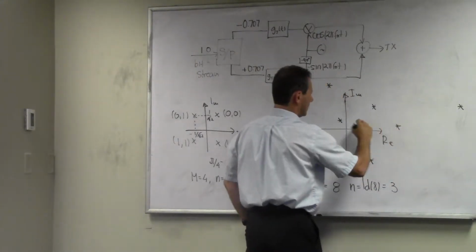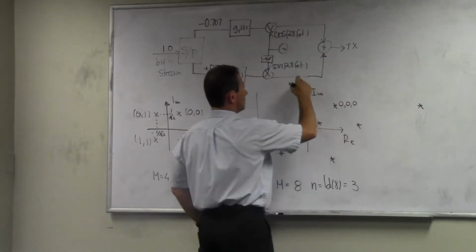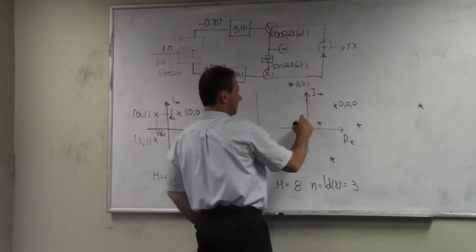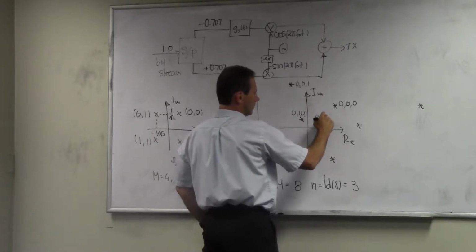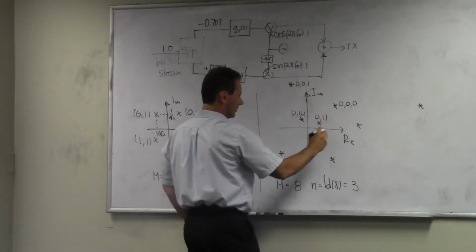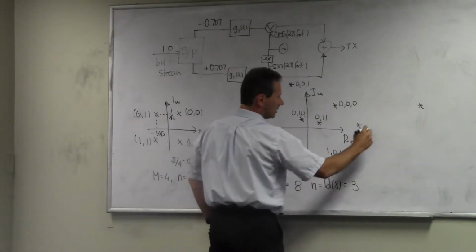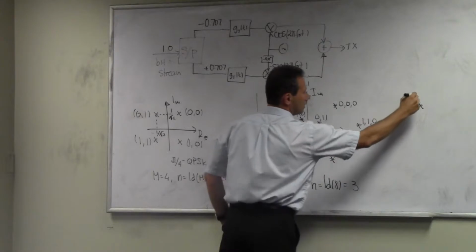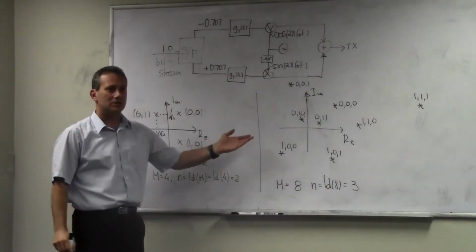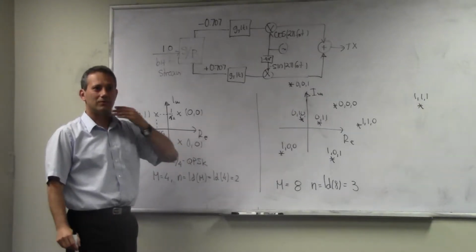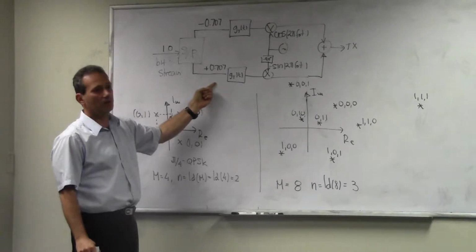7, 8. Right, so this is 0 0 0, 0 0 1, 0 1 0, 0 1 1. I guess I'm not even following the order, right? So 1 0 0, 1 0 1, 1 1 0, and 1 1 1. Right? You never do it this way, right? But let's do it for the sake of this example. So how does this thing work?